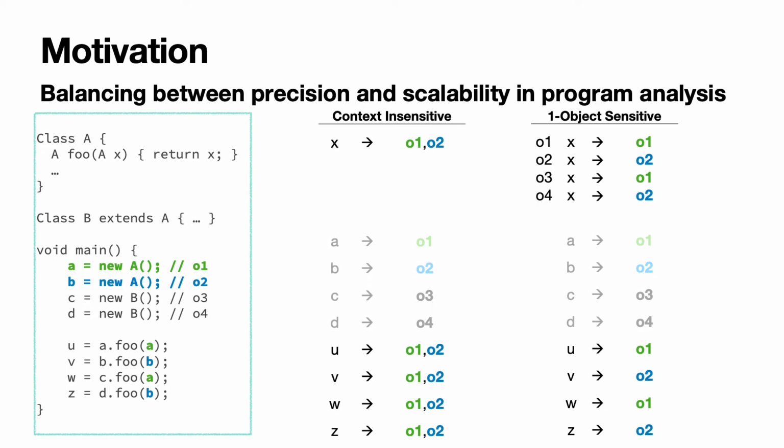But now the method foo is reanalyzed 4 times. Actually, it is sufficient to analyze foo twice under 2 kinds of calling contexts, one for passing O1 and the other one for passing O2. The redundant computation reduces scalability.